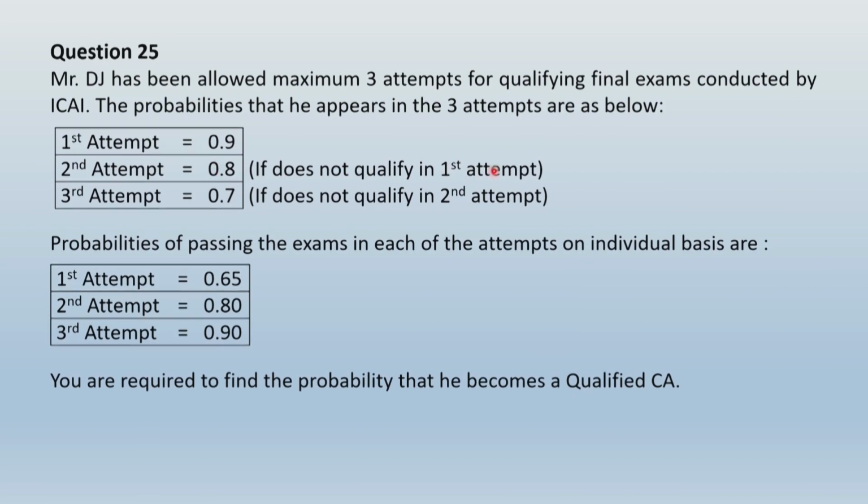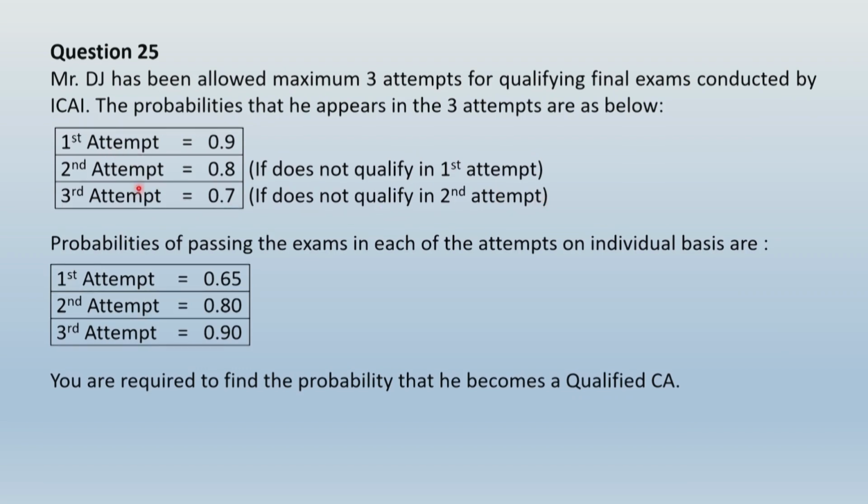If he does not qualify in the first attempt. That means the only way that he is allowed to give the second attempt is that he must fail in the first attempt. Now, when he is attempting the exam the third time, the probability of that is 0.7, but the condition is if he does not qualify in the second attempt. So, qualifying in the first attempt, second attempt or third attempt, either way, that qualification will not allow him to give the exam the next time, and actually, who will give the exam once again after becoming a qualified CA, correct?